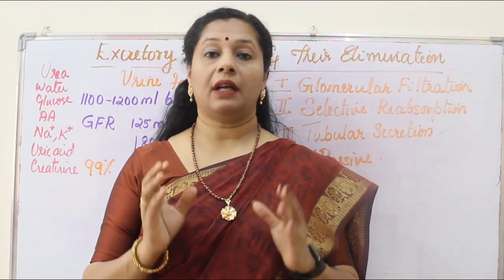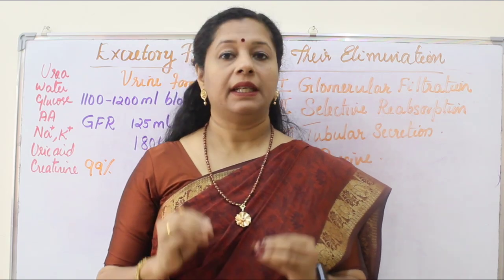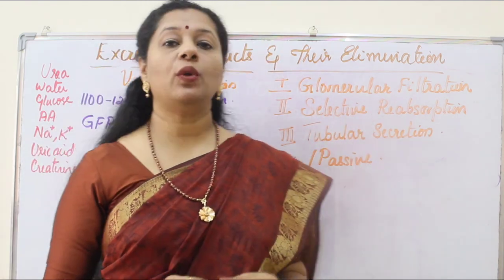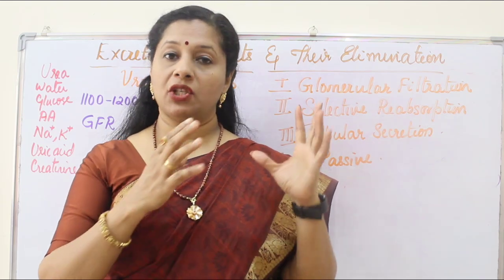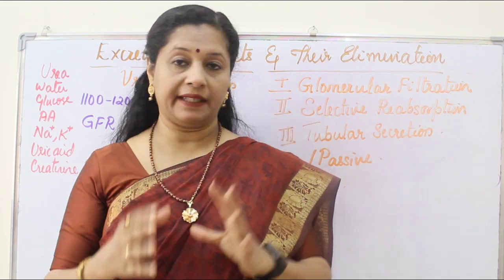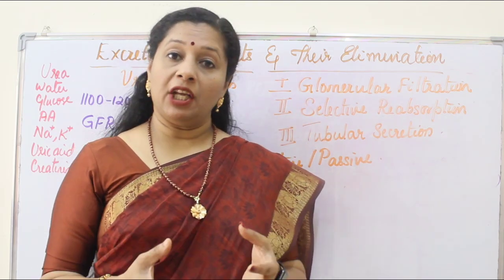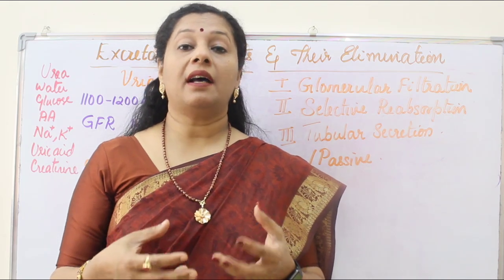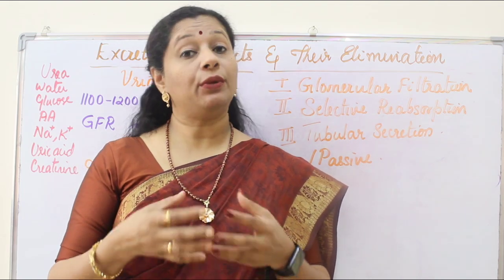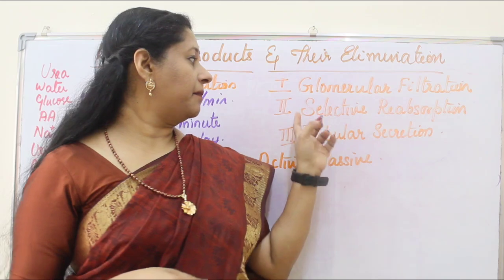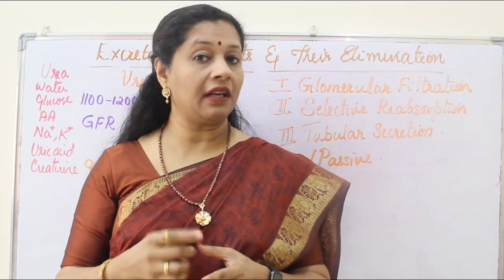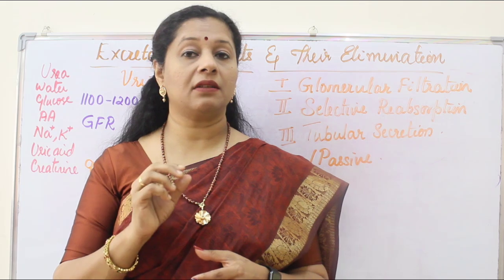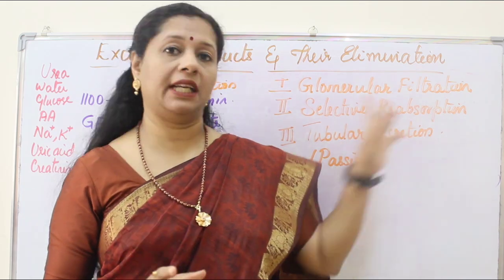Urine formation actually involves 3 steps. The first step is glomerular filtration, or we call it ultrafiltration, which means the majority of the content of the blood is filtered out. Then many of the materials are needed for the body, so we need to take them back. That is the second step, called selective reabsorption. We are not reabsorbing everything, selectively we are reabsorbing. That's why we use the word selective reabsorption.